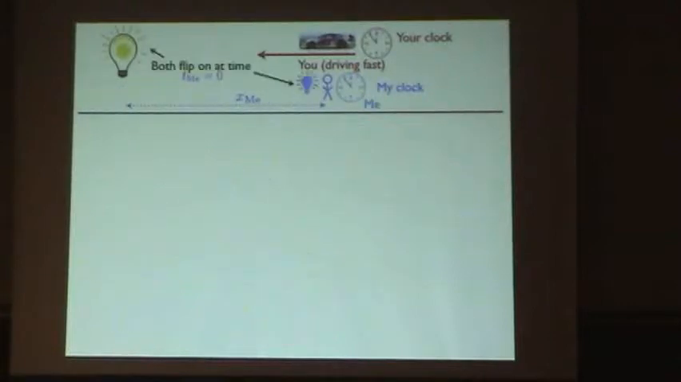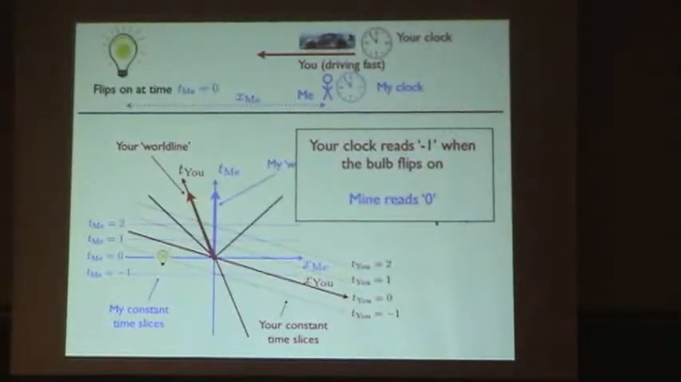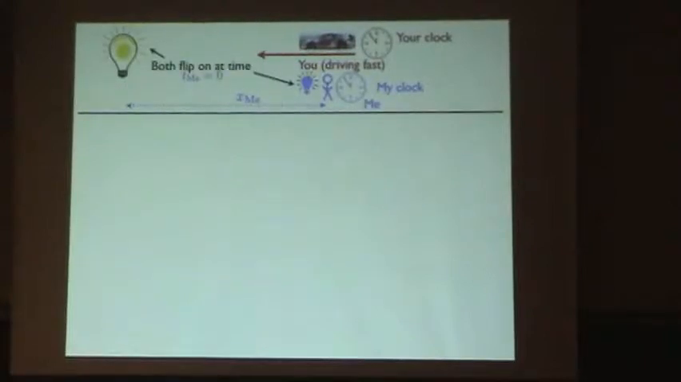So the takeaway point from that, okay, well, actually, I have one more example for you. So that's kind of boring, and it's boring because it's only one event, so I'm going to add a second event. The second event is I'm going to flip on a blue light bulb. And I'm going to flip on the blue light bulb in such a way that the yellow and the blue bulb go off at the same time on my clock.